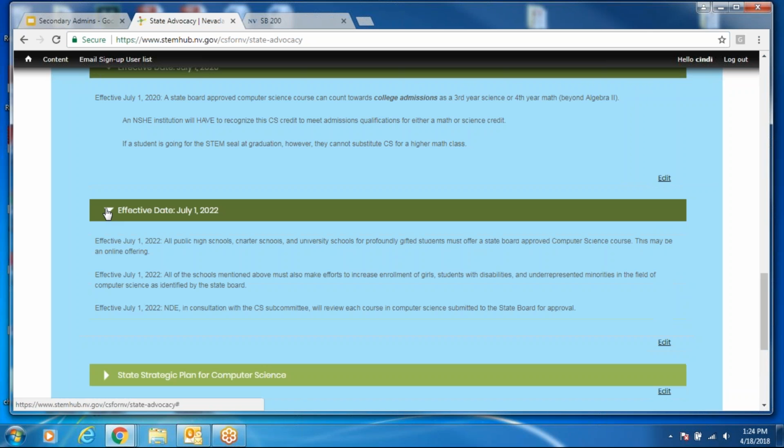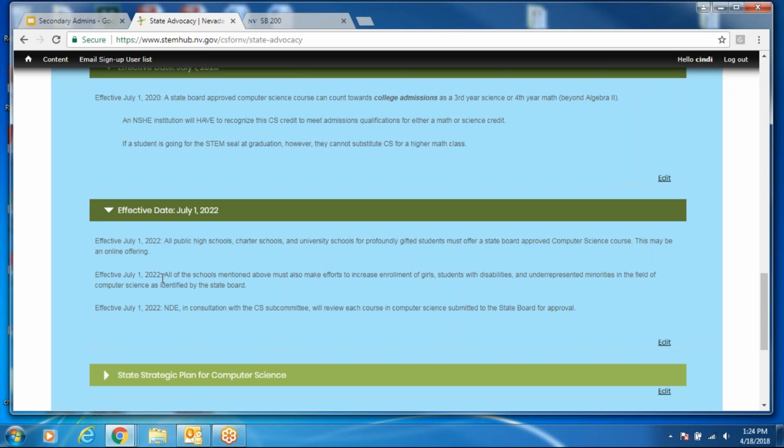And then finally in 2022, all public high schools, charter schools, and university schools for profoundly gifted students must offer a state board approved computer science course. This may be an online offering. So this will be a mandate effective 2022 that this take place.